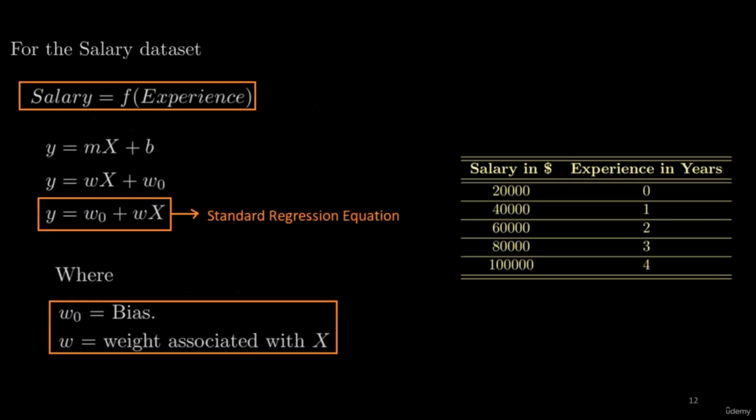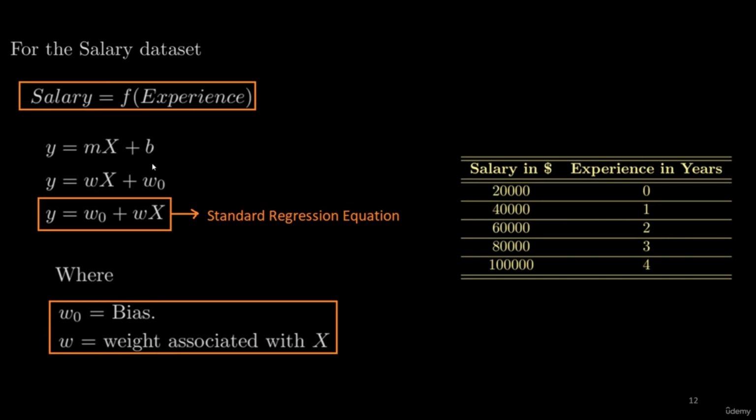Now it's time to transform our linear model equation into the standard regression equation. So that is our linear model equation. Here I have written salary as a dependent quantity and experience in years as an independent quantity. Therefore, salary is a function of experience. Now, this is my basic equation of a line, or this is called the equation of a linear model.